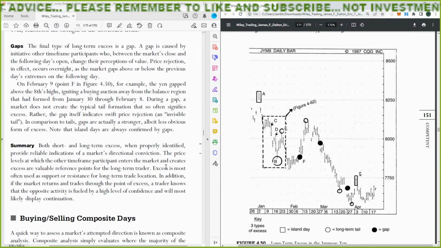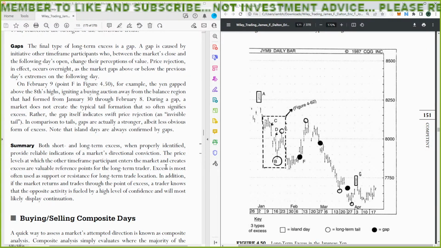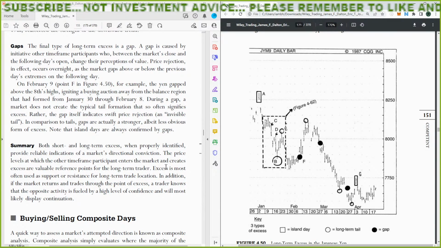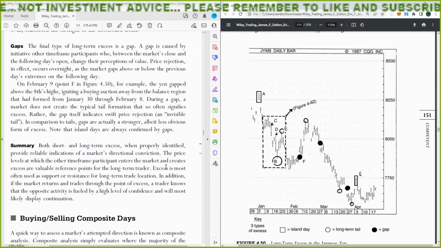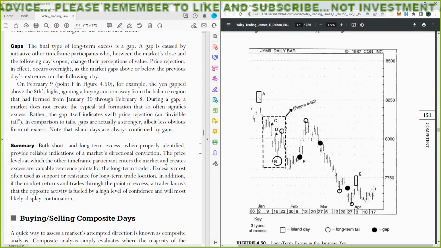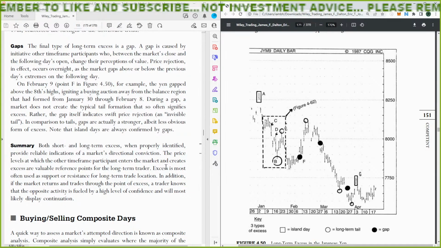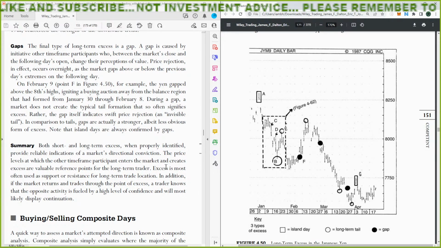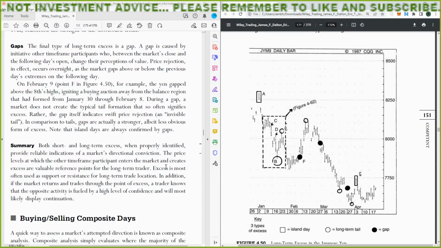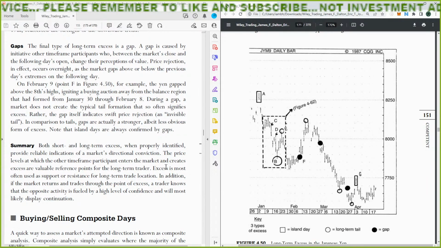On the following day, February 9th, point F in figure 4.50, an example of the yen gapped above the 8th's highs, igniting a buying auction away from the balance region that had been formed from January 30th through February 8th. During a gap, a market does not create the typical tail that so often signifies excess. Rather, the gap itself indicates swift price rejection, an invisible tail. In comparison to tails, gaps are actually a stronger, albeit less obvious, form of excess. Note that island days are always confirmed by gaps.